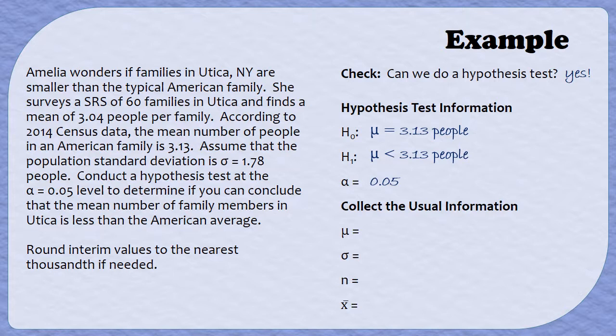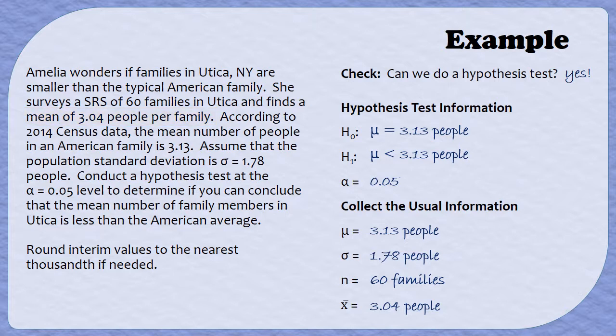For the collection of usual information, mu is 3.13. It's the same as the null hypothesis. They told us that sigma was 1.78, so we have 1.78 people per household. The sample size we identified earlier was more than 30, it's 60, so we have 60 families. And Amelia's sample had a mean of 3.04 people, so x bar is 3.04 people.